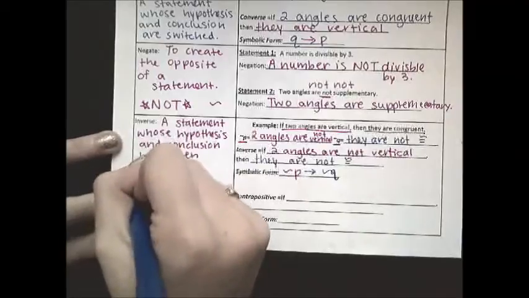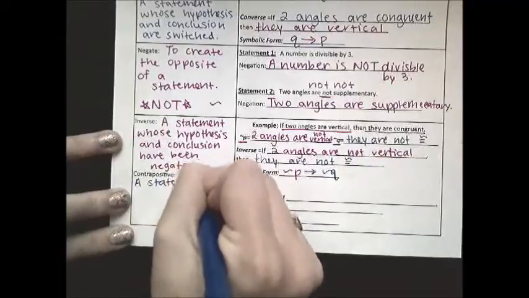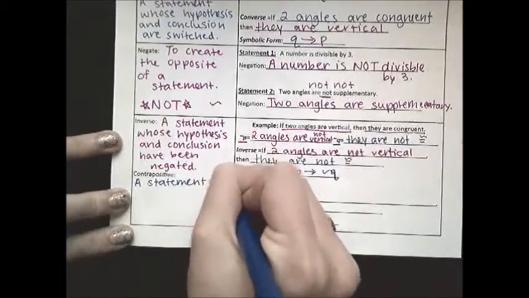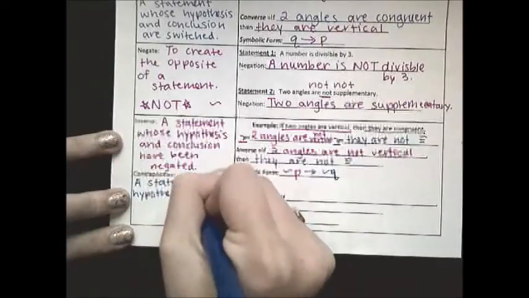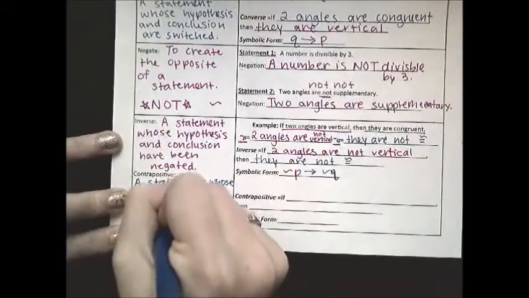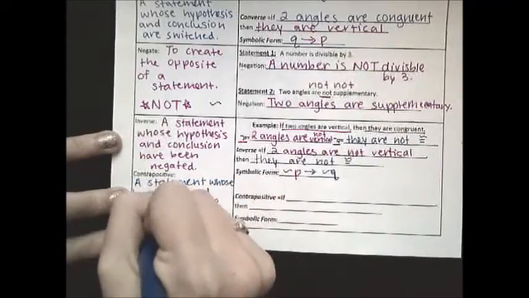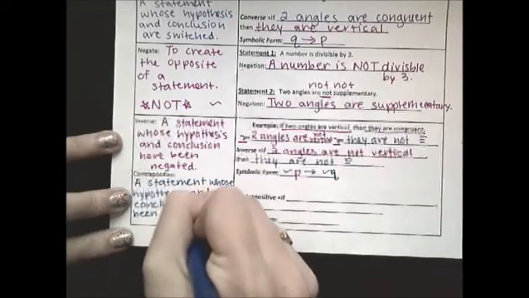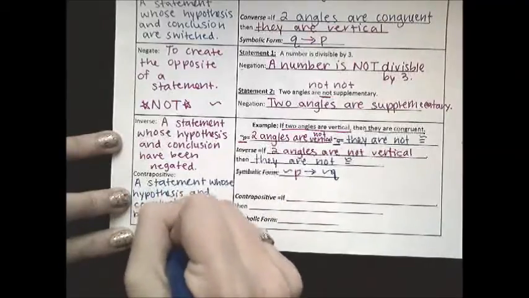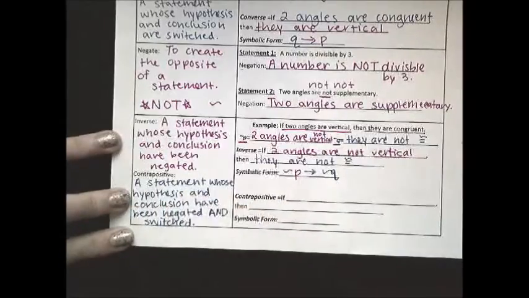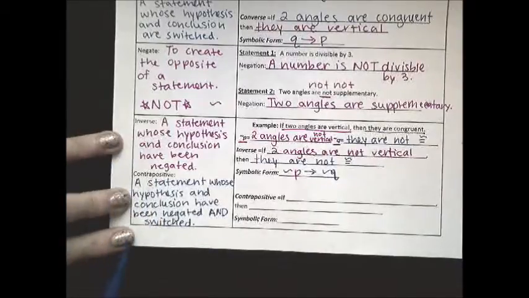Alright, next up our contrapositive. That is a statement whose hypothesis and conclusion have been negated and switched. So you switch the order and you negate them. So it's kind of the combination of an inverse and a converse.